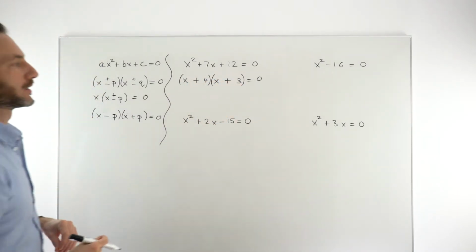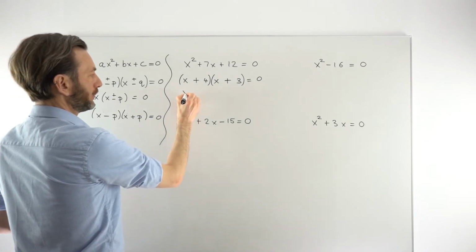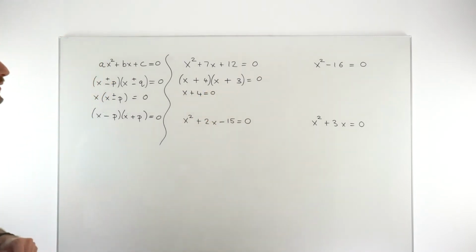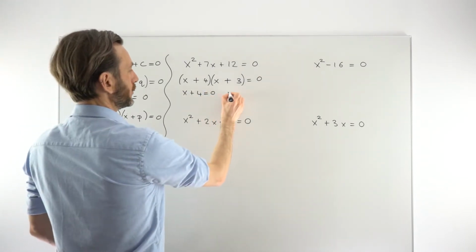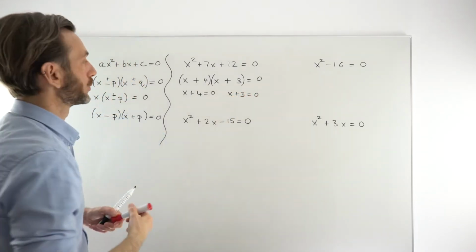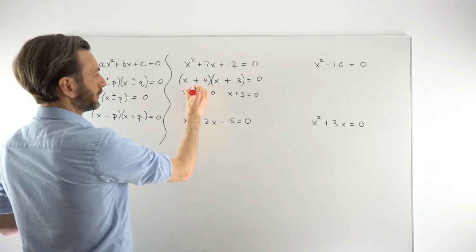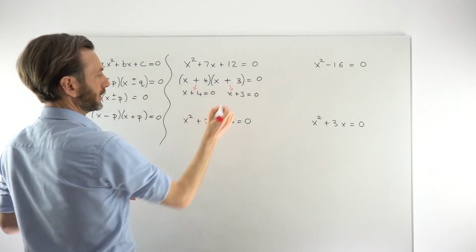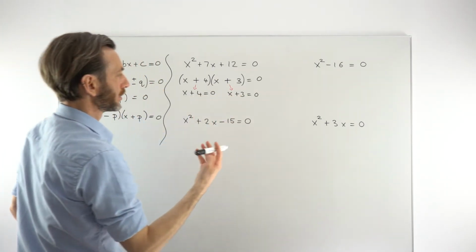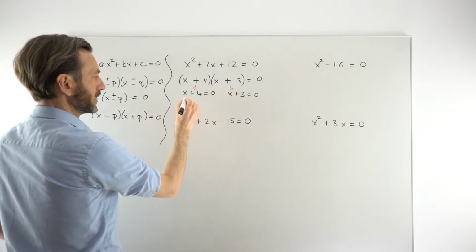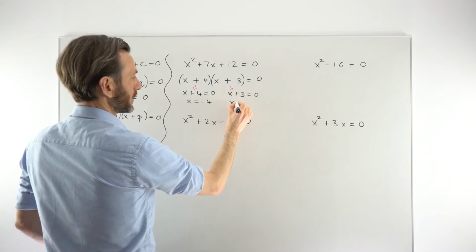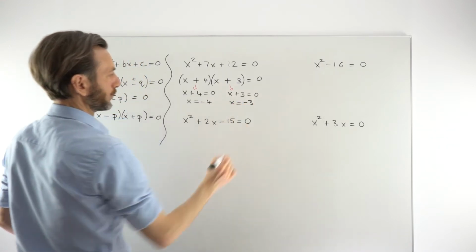Once you've got it factorised, all we do at this point is split the factors off into two equations. So you get x plus 4 equals 0, and x plus 3 equals 0. You're basically forming two equations by taking one bracket and setting it to 0, and taking the other bracket and setting it to 0. Then you've turned these into very trivial linear equations. Moving the 4 to the other side gives x equals minus 4. Separating the terms over here gives x equals minus 3.